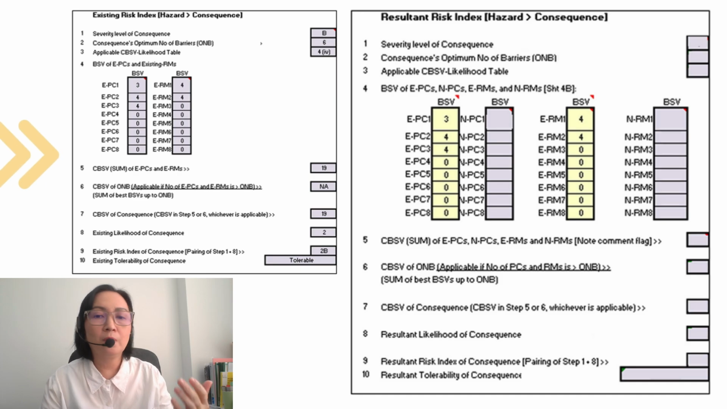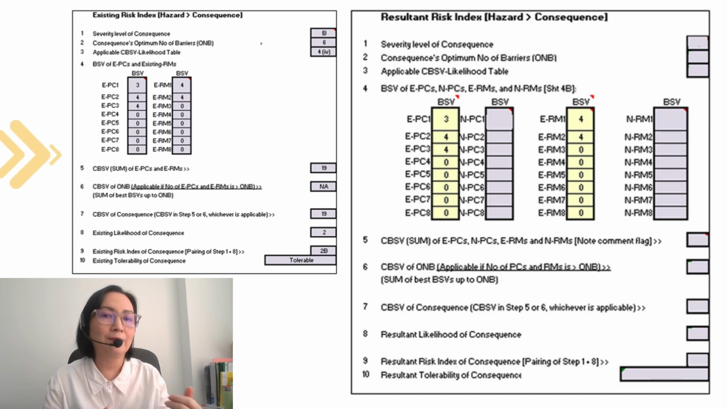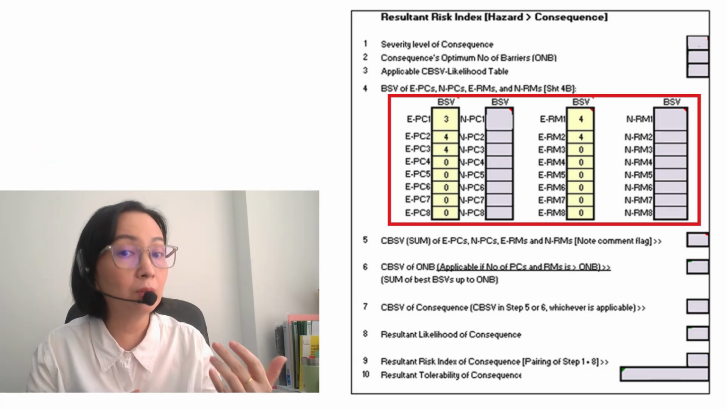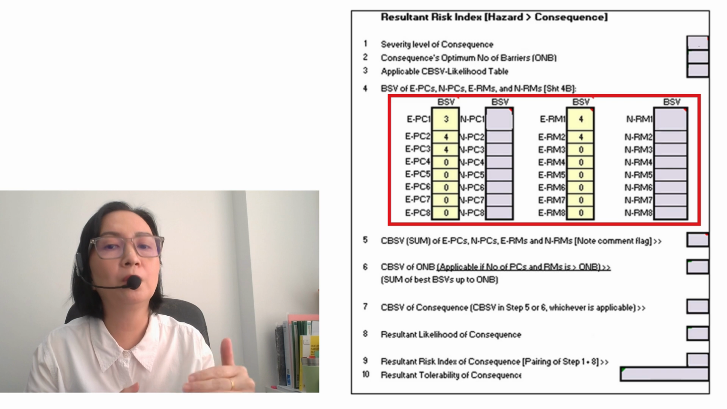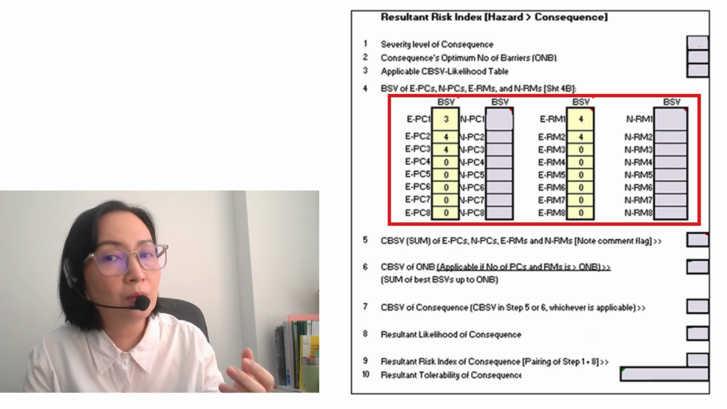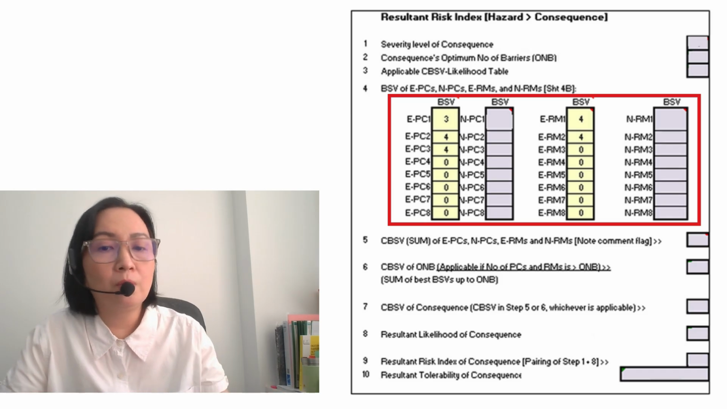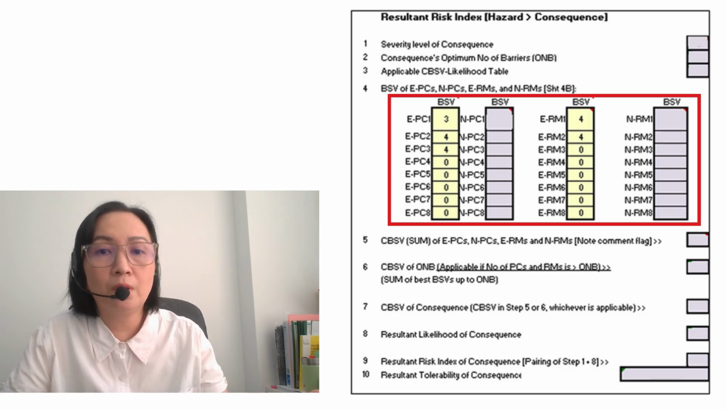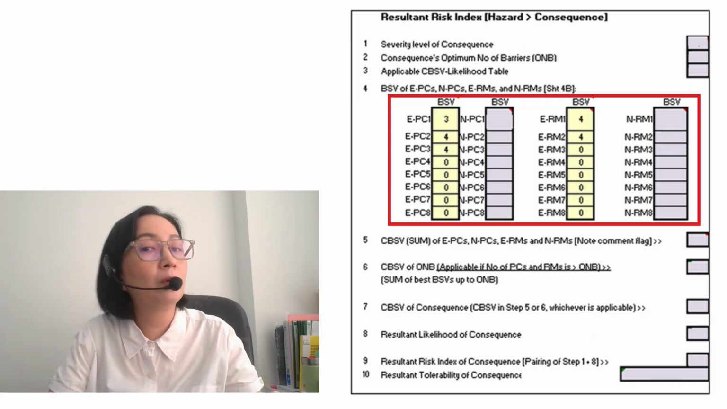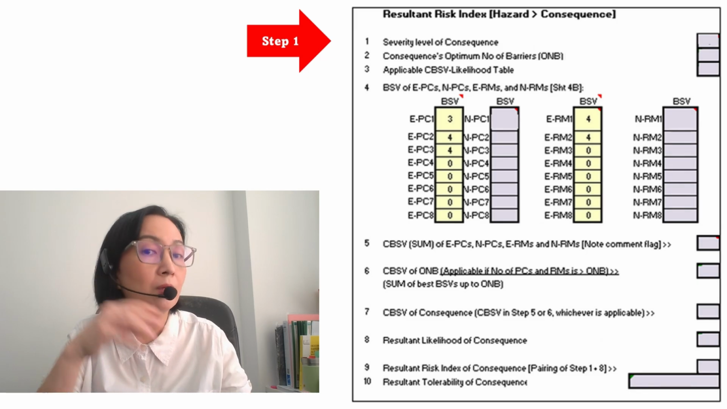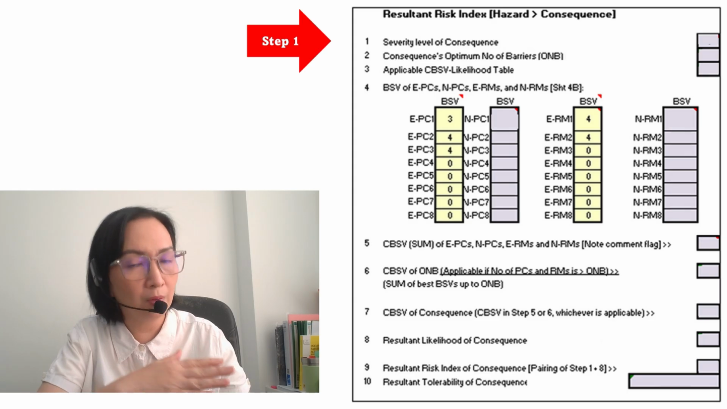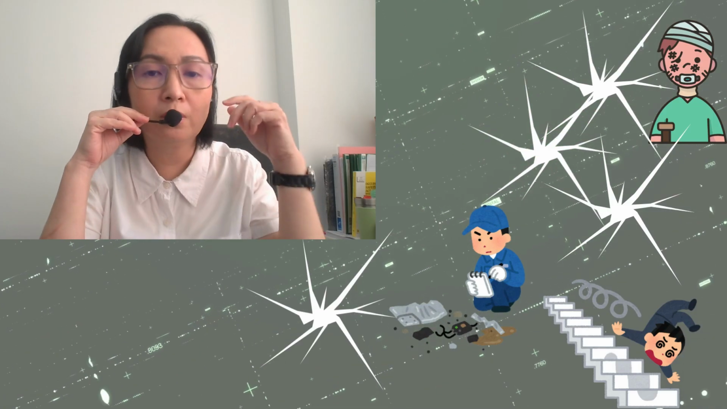Next, take out the 10-step guide to obtain the resultant risk index. We will use the same table format that was completed in part 2. The only difference now is the addition of the BSV column for each new preventive control and new recovery measure. The 10-step process remains the same as previously demonstrated. You may refer back to part 2 of the tutorial for a detailed explanation. In this session, I will only explain step 1, determining the resultant severity. The rest of the steps follow the same procedure outlined in part 2. I believe I've already highlighted the severity assessment in part 1 of this tutorial.